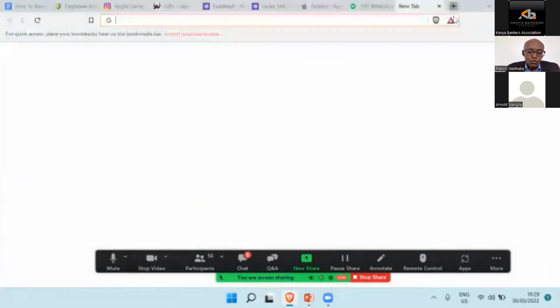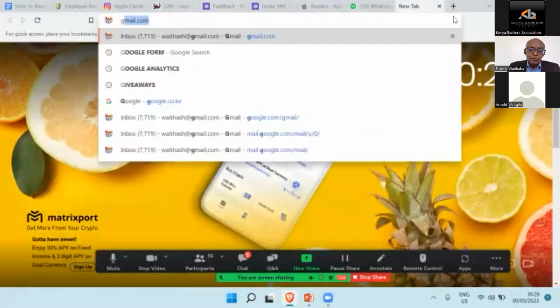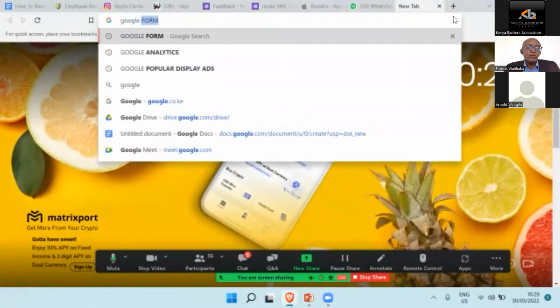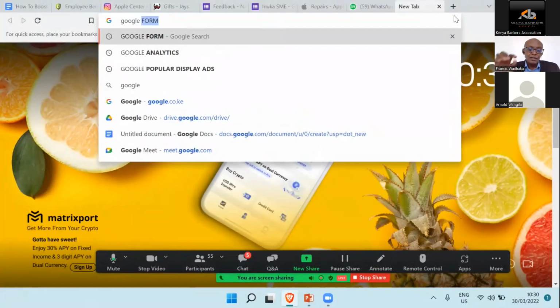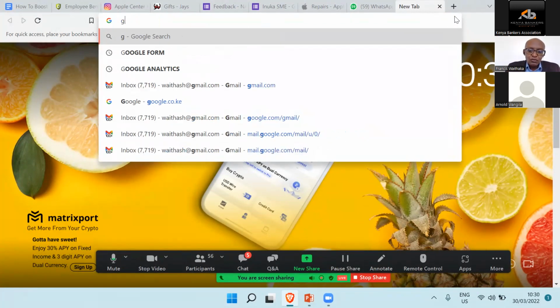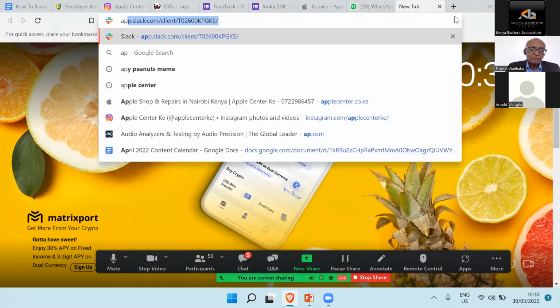Number three, Google My Business. And this is an opportunity for someone who is saying, oh, you know what, Mwalimu or Francis, you are talking about websites. I don't have a budget for a website. It's a massive cost. A website is not a massive cost. It is an investment in the long-term growth of your business. Let's look at Apple Center in terms of their Google My Business. I will search for them.